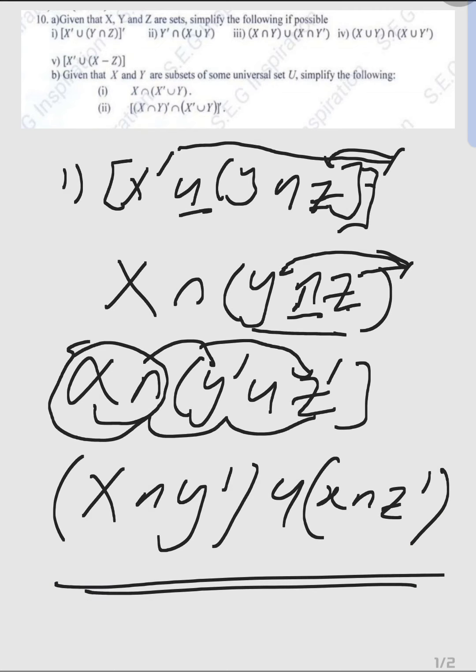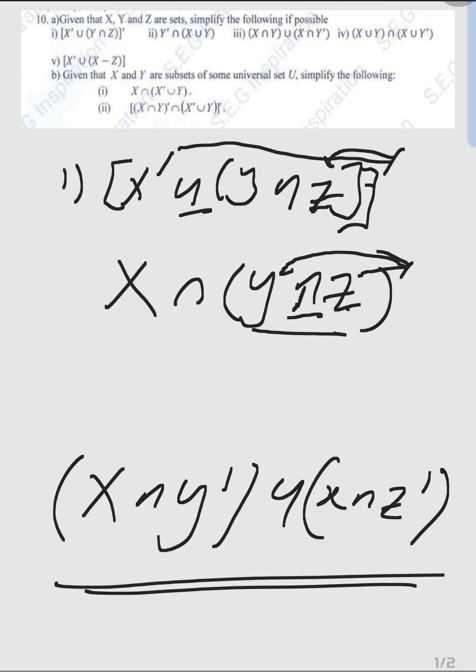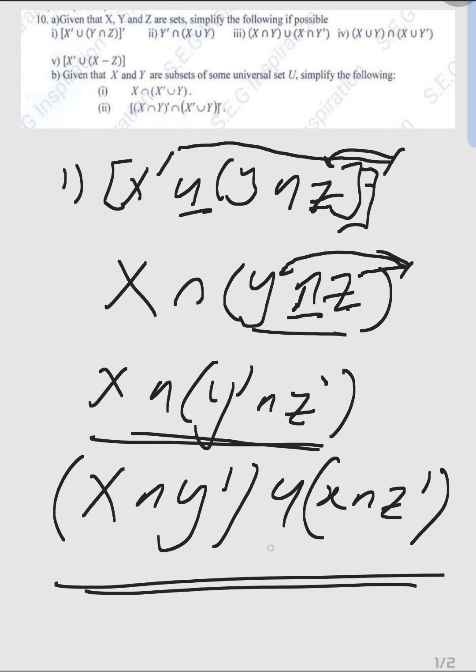Alright guys, so if you want, you can also just leave it here. The answer is okay, where we have x intersection y complement intersection z complement. Yes, this is also simplified. If you want, you can leave it here, and also here, this is okay, it's fine. You can leave it both there and there.